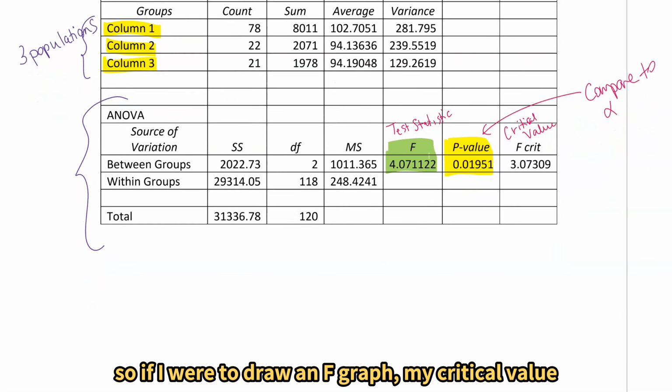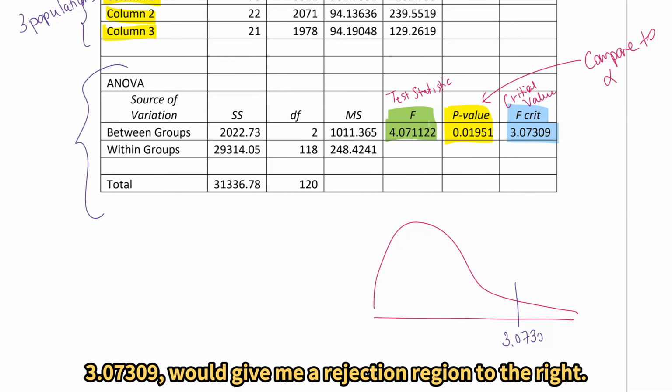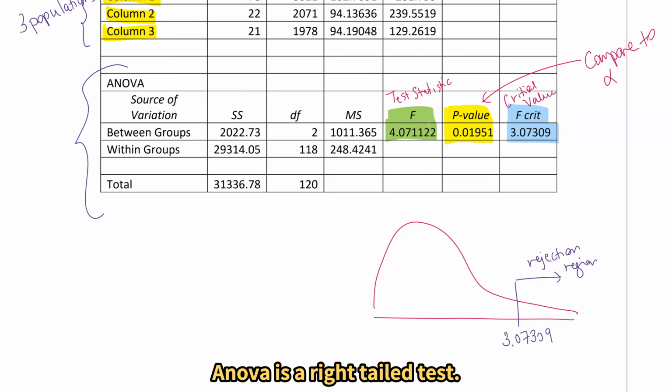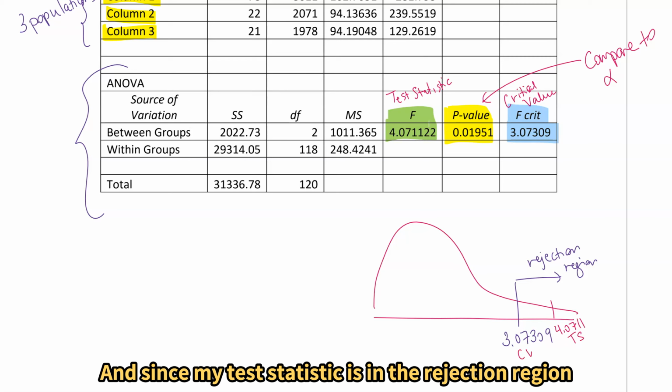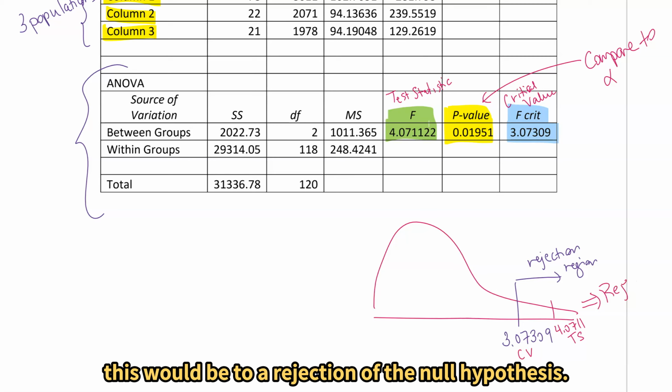So if I were to draw an F graph, my critical value 3.07309 would give me a rejection region to the right. ANOVAs are right-tailed tests. And then my test statistic is 4.0711. And since my test statistic is in the rejection region, for whatever this display is giving me, this would lead to a rejection of the null hypothesis.